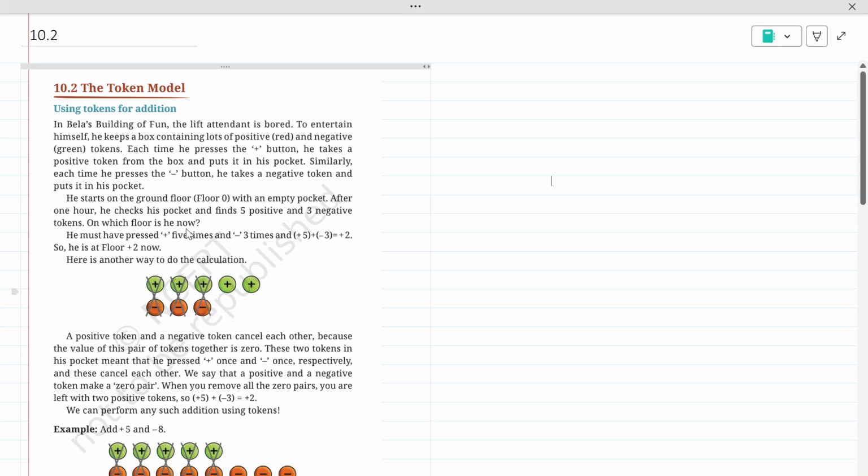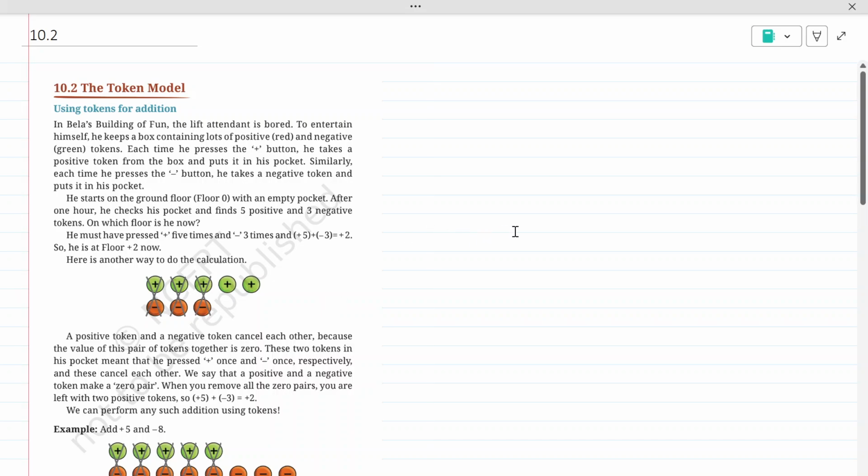So on which floor is he now? Kids, since the value of these coins is the same, but one is positive and one is negative, we can do calculations based on those. So what we have to check here is he has 5 positive points, that means 5 green coins and 3 red coins. We have to see on which floor he is now.